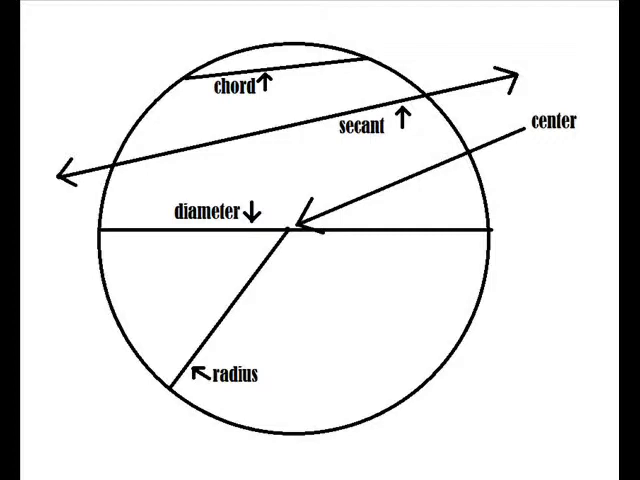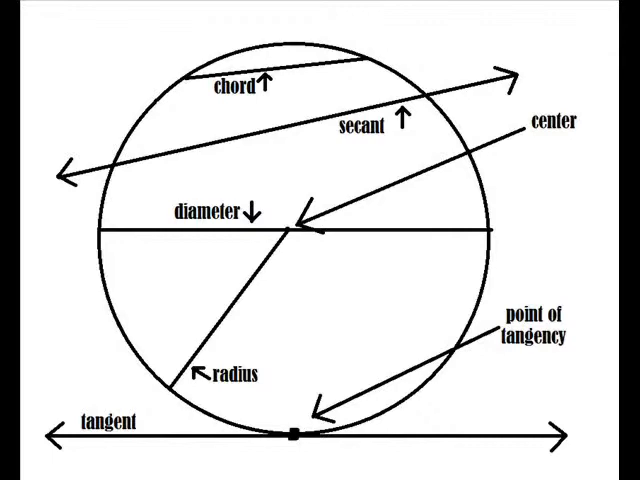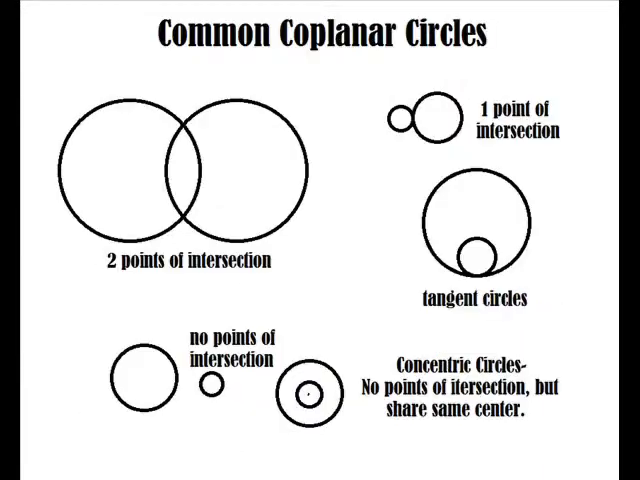A secant is a line that intersects the circle in 2 points, while a tangent is a line in the plane of the circle that intersects the circle at exactly 1 point, the point of tangency. 2 circles can intersect in 2 points, 1 point, or no points. Coplanar circles that intersect in 1 point are called tangent circles. Coplanar circles that have a common center are called concentric circles.